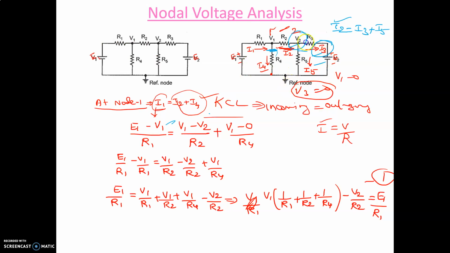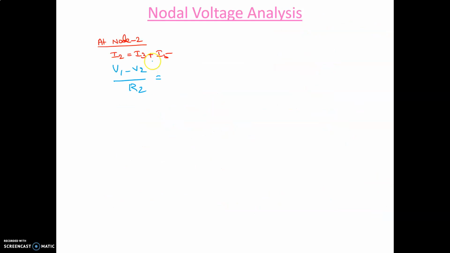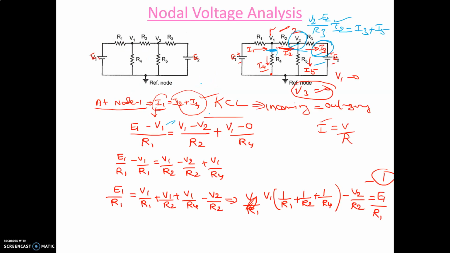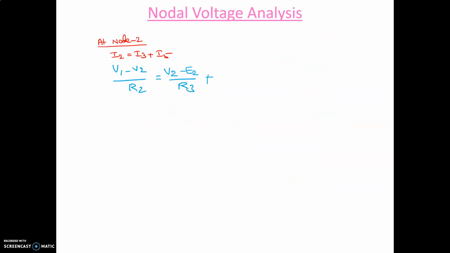this potential, that is V2 minus E2 divided by R3 resistance. So I3 current is equal to V2 minus E2 divided by R3, plus I5 current. I5 current is this voltage, that is V2 voltage minus V3, which is at 0 potential, divided by R5. So simply we can write V2 by R5.